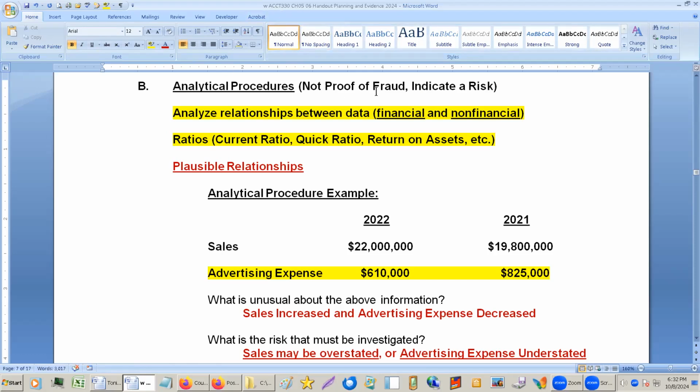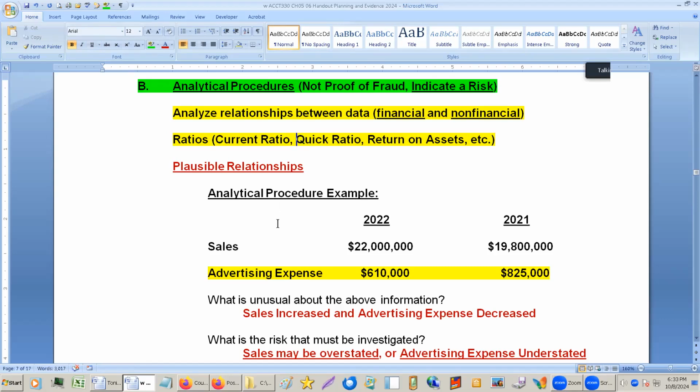So analytical procedures are not proof of fraud usually. They tell you where to look. They say, okay, by the way, this looks kind of strange. Here's something that's odd. A plausible relationship is that when sales go up, advertising expenses go up. That's not happening here. It could just be that they're more effective at advertising and it costs less and they're making more sales. But analytical procedures would say, okay, here's a risk. It's not proof, but it would indicate a risk, something that could go wrong.